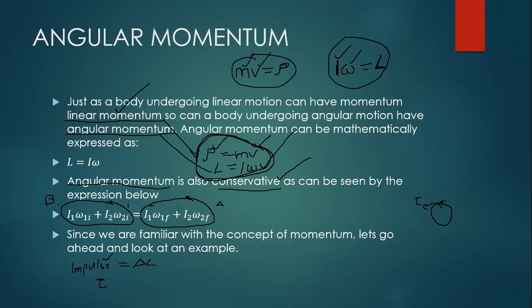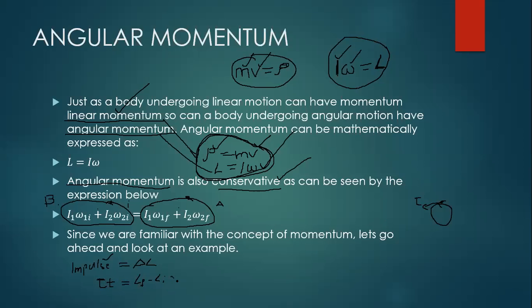Now this impulse is defined by the torque times the time of contact. So it's not just a matter of applying torque, it's also a matter of how long we applied that torque. When we apply a torque for a specific period of time, we change its momentum. So it will be momentum final minus momentum initial. That is what we get when we talk about impulse.